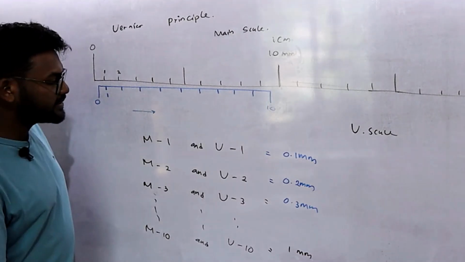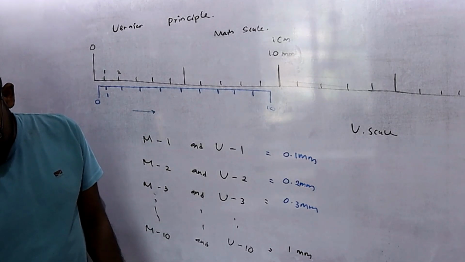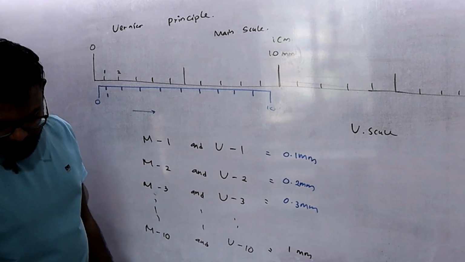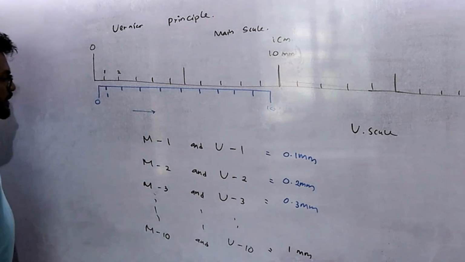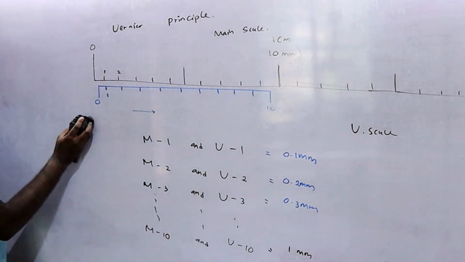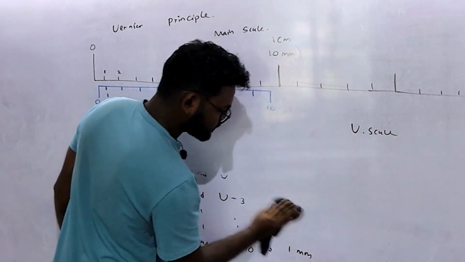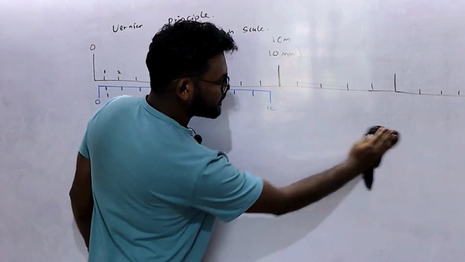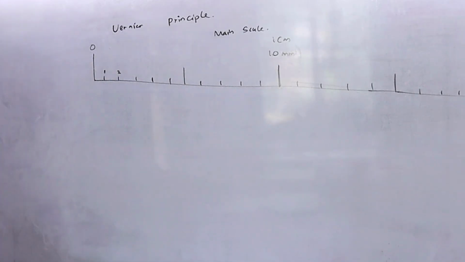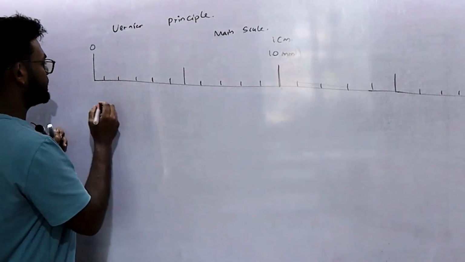This is known as coinciding. You can write, therefore, in a new line: a reading can be taken as follows. Right. So let's say it is like this.